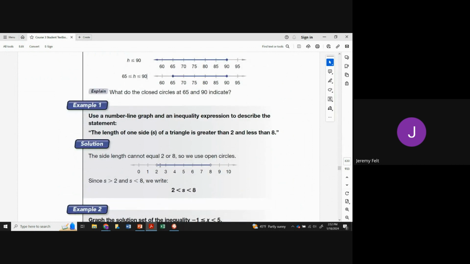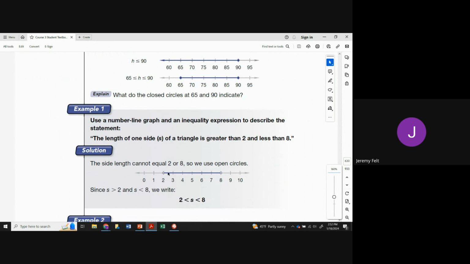So if we're looking here, use a number line graph and an inequality expression to describe the statement. The length of one side of a triangle is greater than 2 and less than 8. So S is going to go in the middle because we're saying it's greater than 2 and less than 8. We don't have a line below, greater than or less than, so there are open circles right there. We couldn't put in 2 for S and satisfy it because 2 is not greater than 2. It's equal to 2, but not greater. We couldn't put in 8 for S because 8 is equal to 8, but not less than 8. We use the open circles to indicate where we are on the number line.